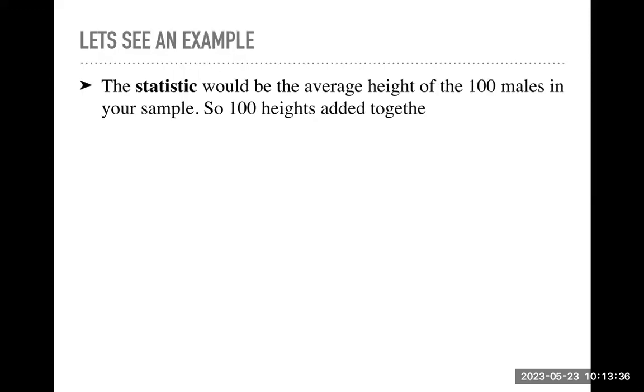The statistic would be the average height of the 100 people from your sample. That's the key here. So you would take the 100 heights that you got in response to asking, what is your height? There would be 100 of them. You would add them all together and divide by 100. That's how you would find the average height.